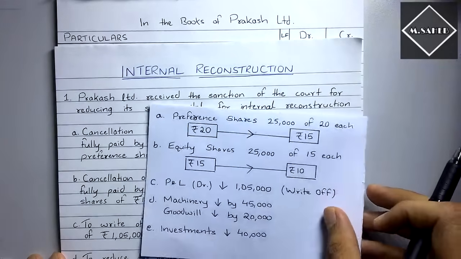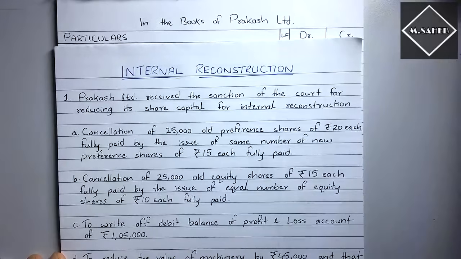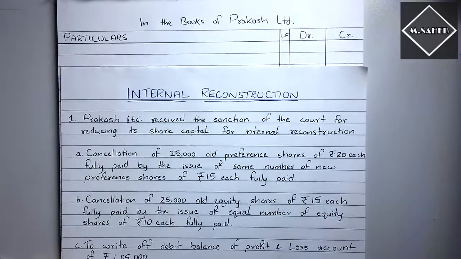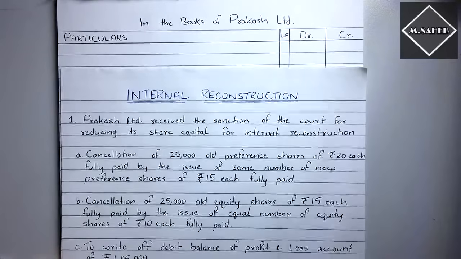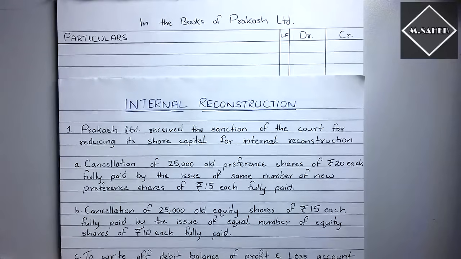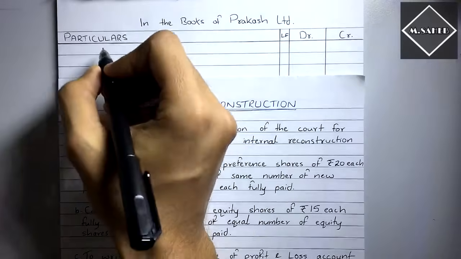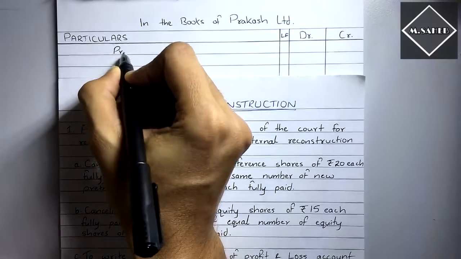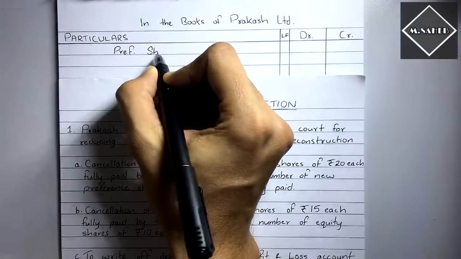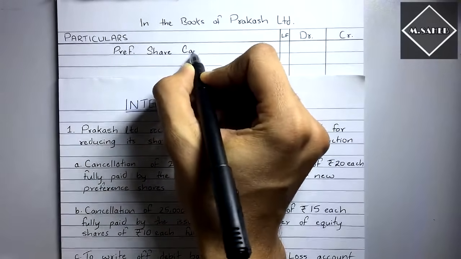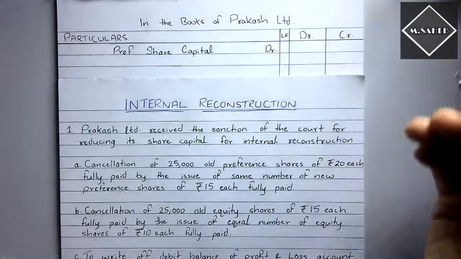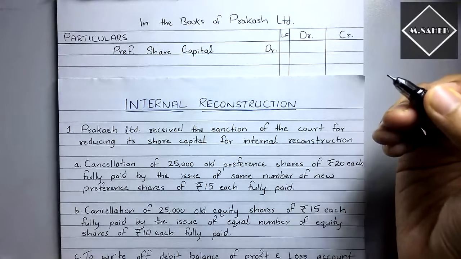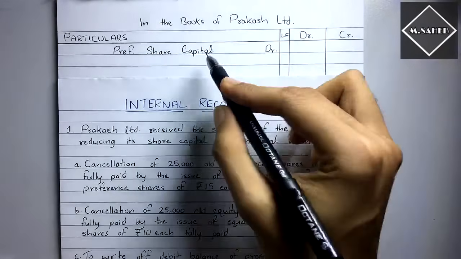Now how to cancel the old shares? Where do you show equity share capital or preference share capital? You show it on the liability side of the balance sheet. To reduce the liabilities, we debit them. So that's what we are going to do: preference share capital, we are going to debit it, so that it can be reduced. To cancel it out, to scrap it off, I have debited it.